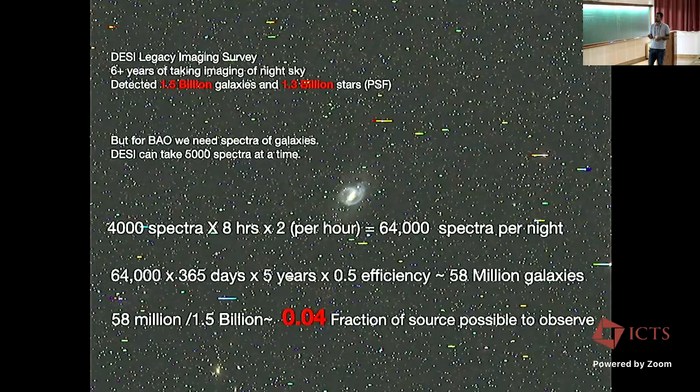But we have 1.5 billion galaxies. So out of 1.5 billion galaxies, if you measure 58 million, it's roughly 4%. So how do you select which 4% you want to measure, so that you'll be able to do a BAO analysis as one of the prime science cases and improve constraints on the equation of state better than what has been done before?